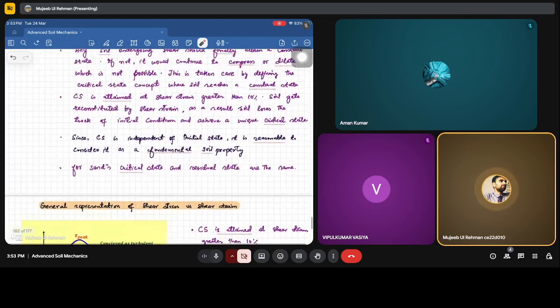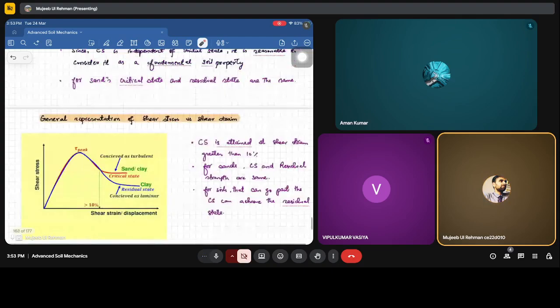So, since the critical state is independent of the initial state, it is reasonable to consider it as a fundamental soil property. Fine. So this is obvious: since the critical state is independent of the initial conditions, we can consider it as a fundamental property to study the different parameters or different aspects of the soil. This will be clear from this point. For sands, critical state and residual state are the same.